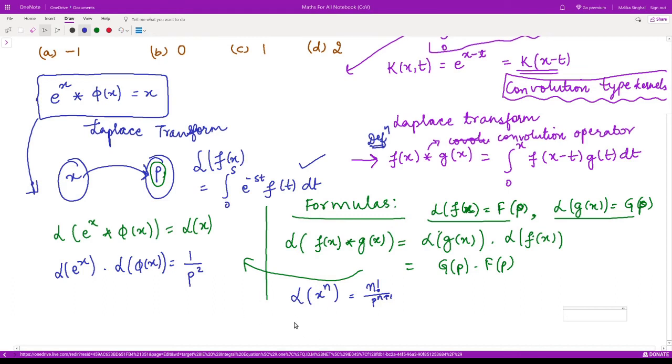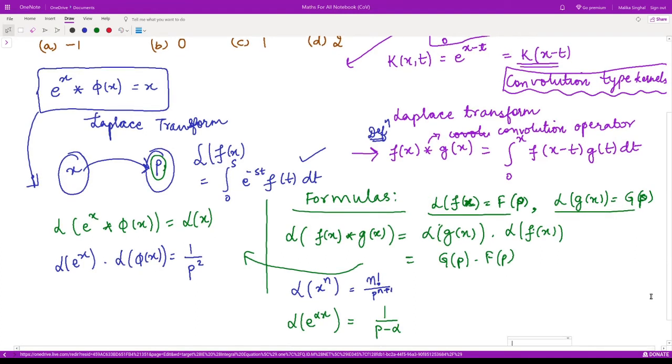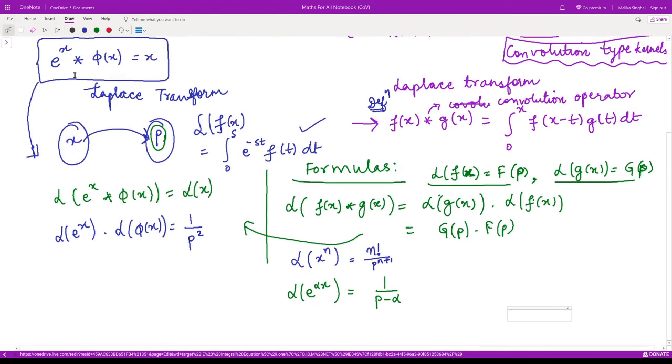And another formula we have: the Laplace transform of e to the power alpha x would be equal to 1 upon p minus alpha. This is another formula, so let us use these formulas. What do we get? We obtain 1 upon p minus 1, because alpha here is 1, the coefficient of x, and the Laplace of phi of x, we do not know this, so let's keep it as it is. It is equal to 1 upon p square.